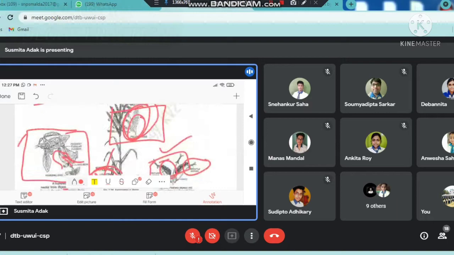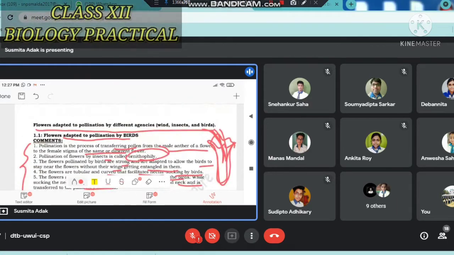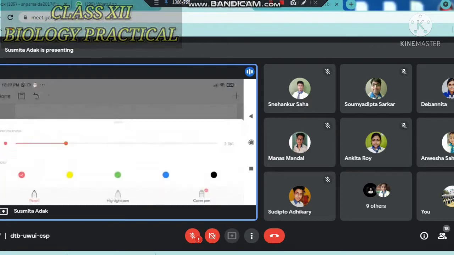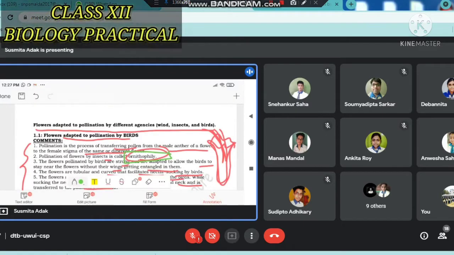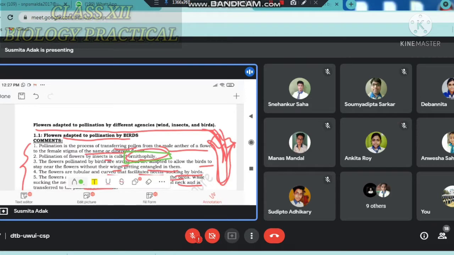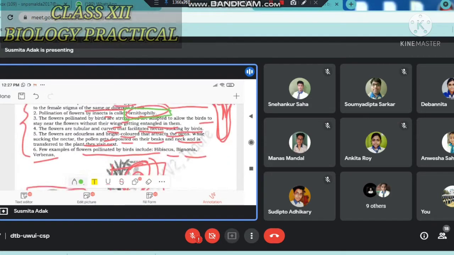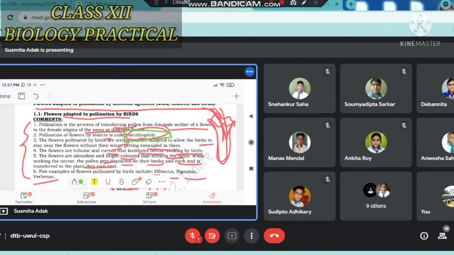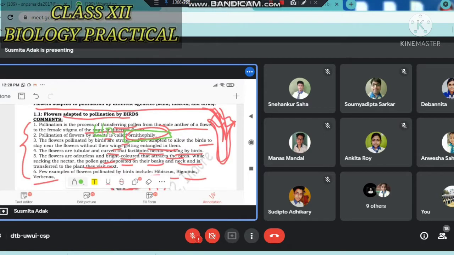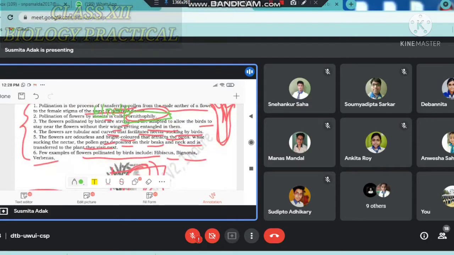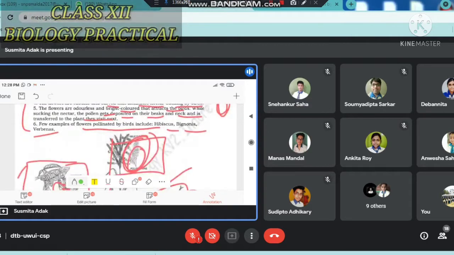The first one was ornithophily. Pollination of flowers by birds is called ornithophily. Whenever you write by birds, it will be ornithophily. When I give the PDF, I will correct it first and then give it. So, pollination of flowers by birds is called ornithophily.